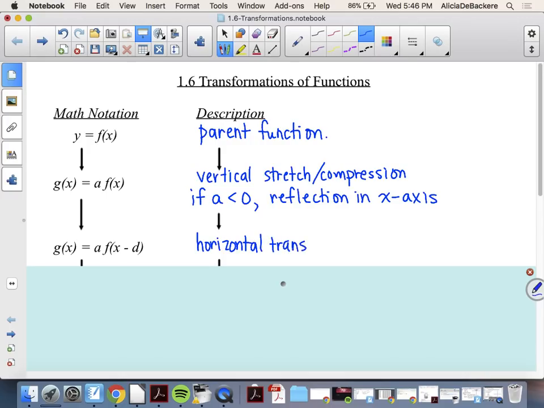Instead of translation, if you want, you can use the word shift as well. So it's a horizontal translation, and it's going to be d units either left or right, and you need to think about which direction. Don't forget that it's usually the opposite of what you might think.